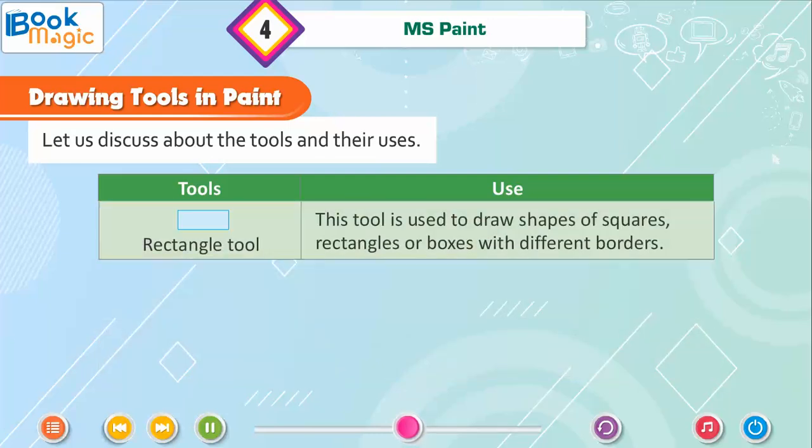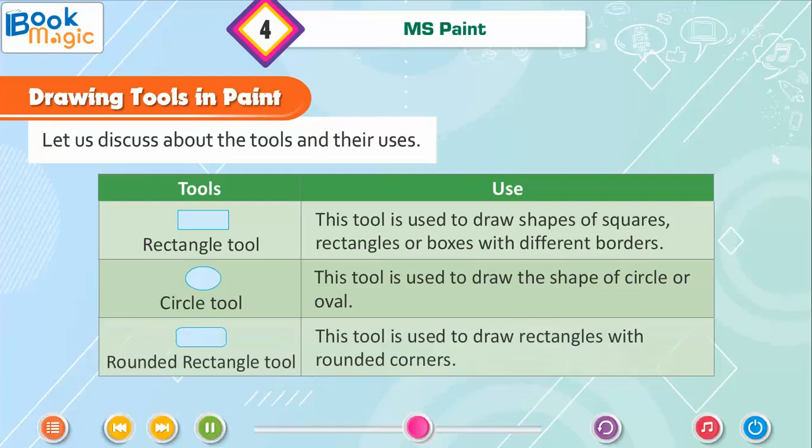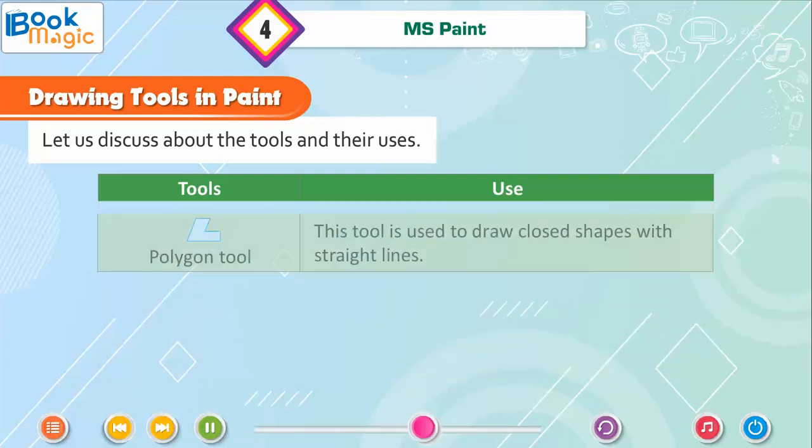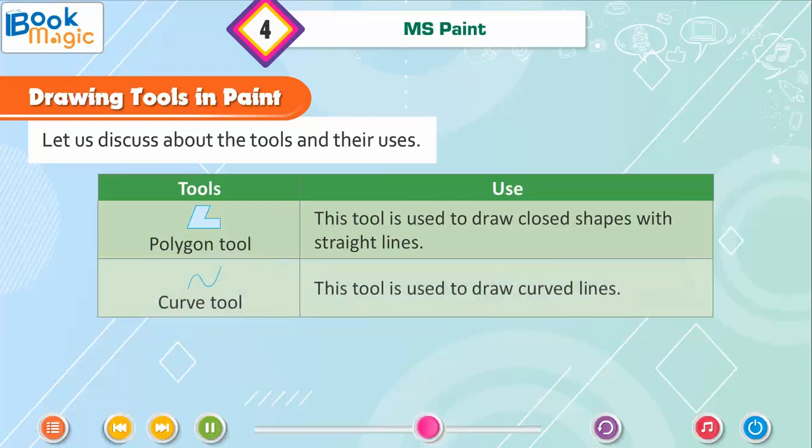Rectangle tool. This tool is used to draw shapes of squares, rectangles or boxes with different borders. Circle tool. This tool is used to draw the shape of circle or oval. Rounded rectangle tool. This tool is used to draw rectangles with rounded corners. Polygon tool. This tool is used to draw closed shapes with straight lines. Curve tool. This tool is used to draw curved lines.